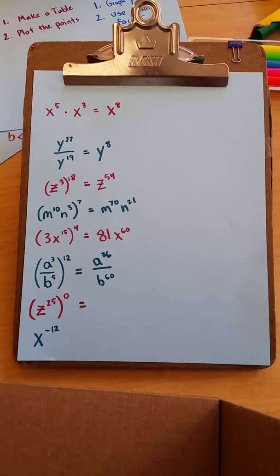Next we have z to the 25th to the 0th power, which equals 1 as long as z itself isn't 0. Anything to the 0th power is 1 except for 0 to the 0th.